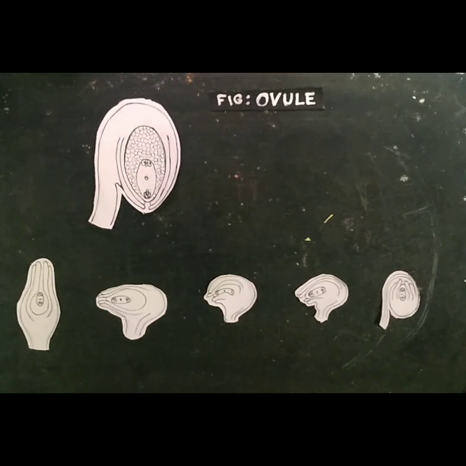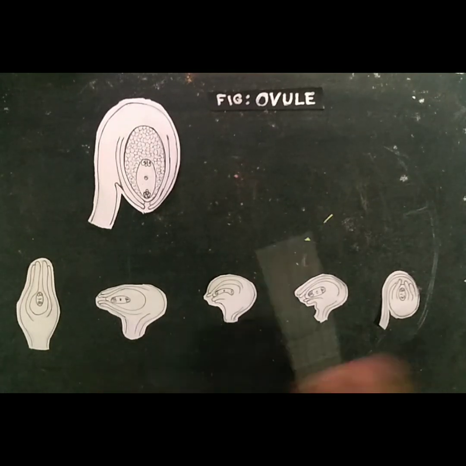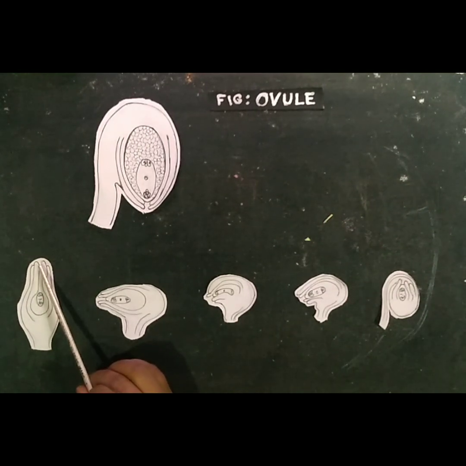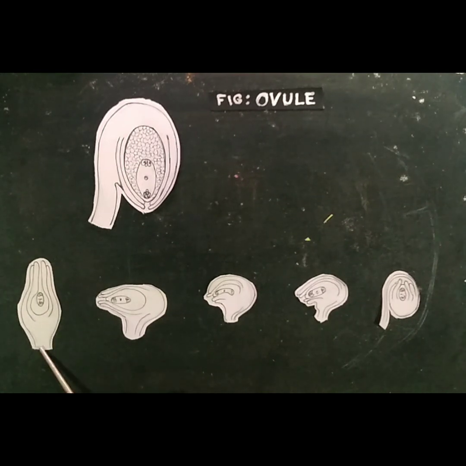Now we are going to learn about the different types of ovules. Depending upon the structure and orientation, we have different types of ovules. Some of them are as follows. This is the first type of ovule which is called the orthotropous ovule. Here the micropyle, chalaza and funicle are in a straight line. This type of ovule is found in families like Polygonaceae, Piperaceae, etc.